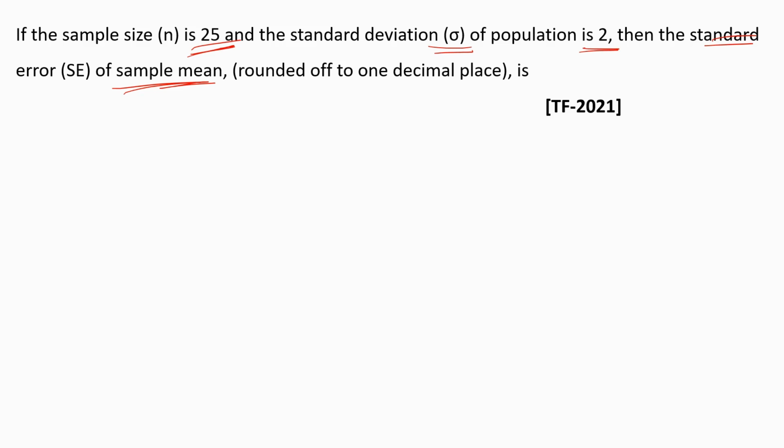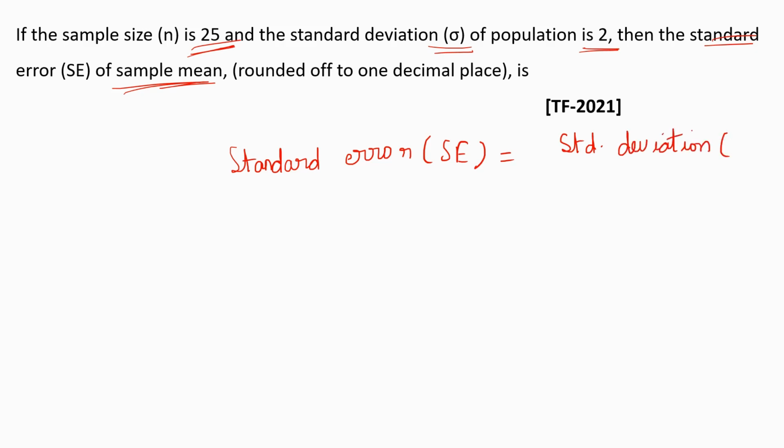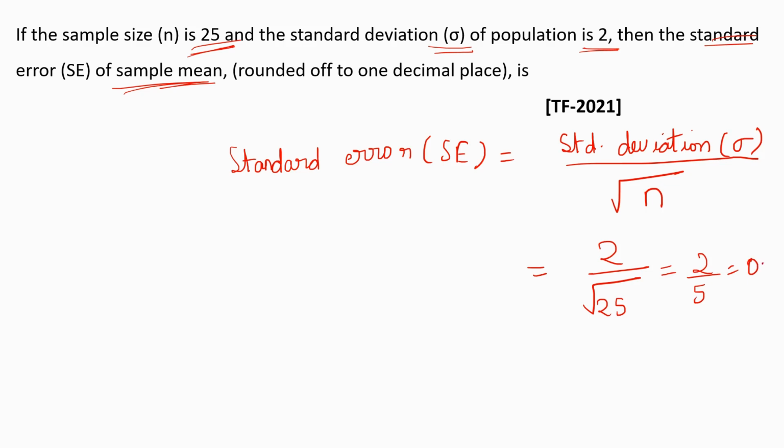If you have read textile testing, then standard error SE is equal to standard deviation sigma upon root of n. Root n is under root of sample size, so sigma is given as 2, and under root of n means under root of 25, means 2 upon 5, that is equal to 0.4. So 0.4 is the right answer, and you have to write it in one decimal place, so 0.4 becomes the correct answer. I think it must be clear to you. Now coming to the next question.